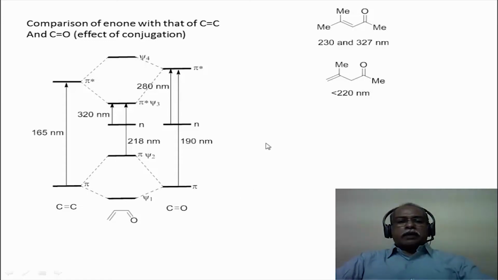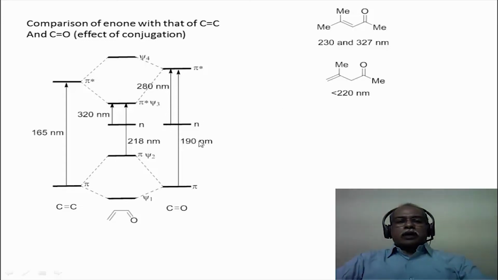This is explained by the effect of conjugation in the diagram shown here. This is an isolated carbon-carbon double bond. The pi to pi star transition occurs around 165 nanometer, like in the case of ethylene, for example. Whereas in the case of a carbonyl functional group, the pi to pi star transition occurs around 190 nanometer, and the n to pi star transition occurs around 280 nanometers.